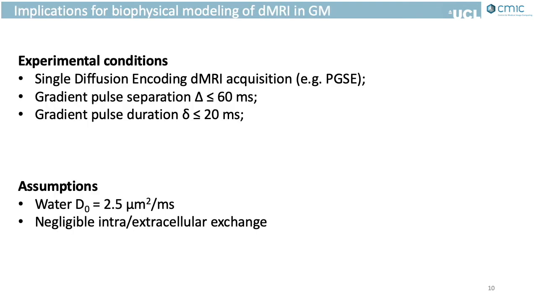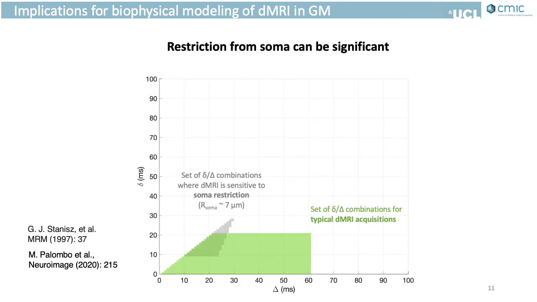We conclude by providing an example of how this study can inform biophysical modeling. Considering the following typical acquisitions and a couple of arguably reasonable assumptions, based on the results from this work, we can hypothesize that restriction from soma can be significant, as shown by the gray area lying within the green area. The green area defines the combinations of timings for the assumed experimental conditions, while the gray area defines where we expect the measured diffusion signal to have sensitivity to the soma size estimated in this work.